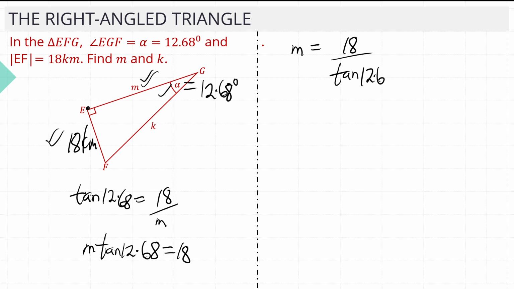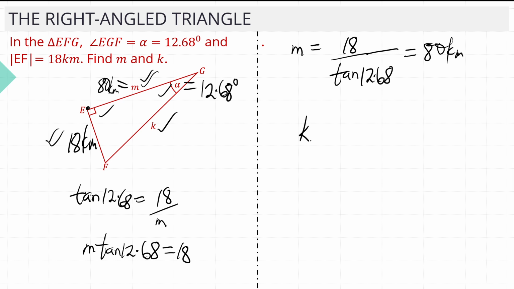So we now have it this way. This gives us 80 kilometers. We have gotten the value of M as 80. Now that two sides of the right-angled triangle are known, we can use the Pythagoras theorem to determine the third side. This side K is opposite the 90 degrees angle, so it is the longest side and is known as the hypotenuse.